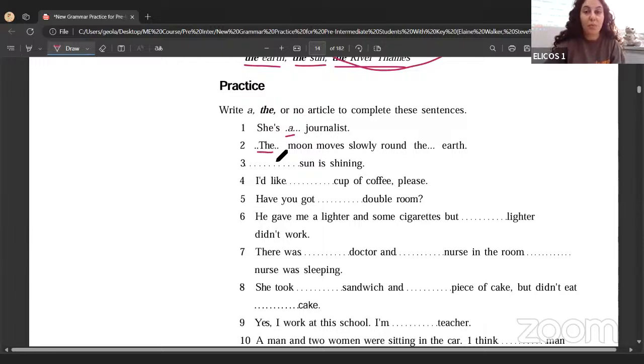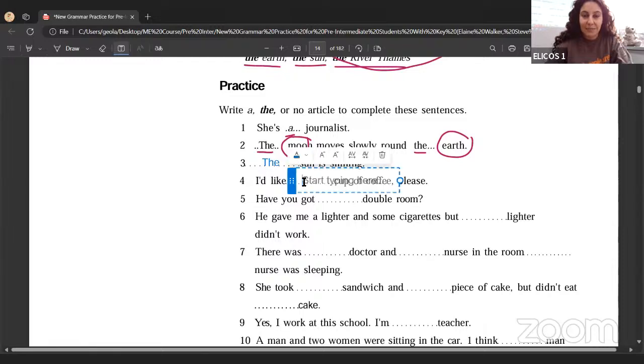The moon moves slowly round the earth. Why? Because there's only one earth, one moon. Okay, Javiera. The sun is shining. Deeper. I'd like a cup of coffee, please. Yes, and remember, as you read it, it's I'd like a cup of coffee, please.